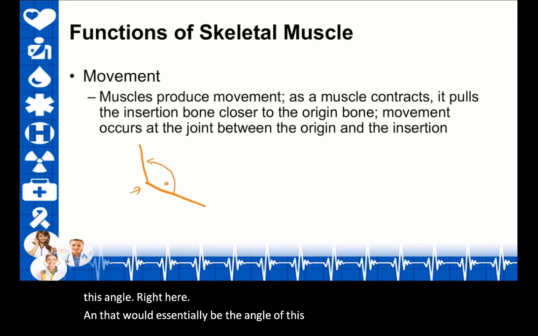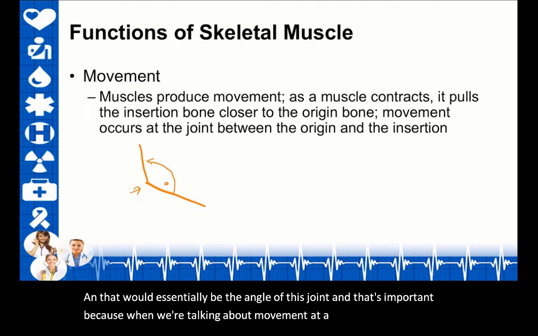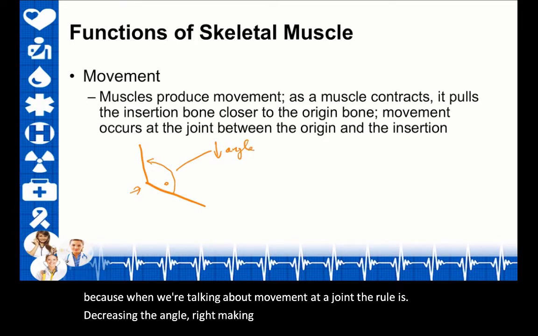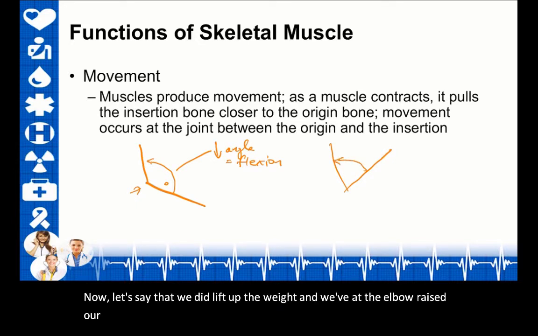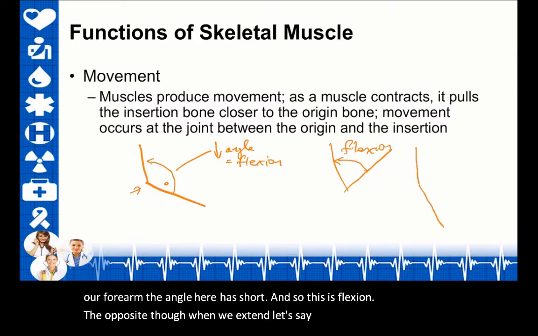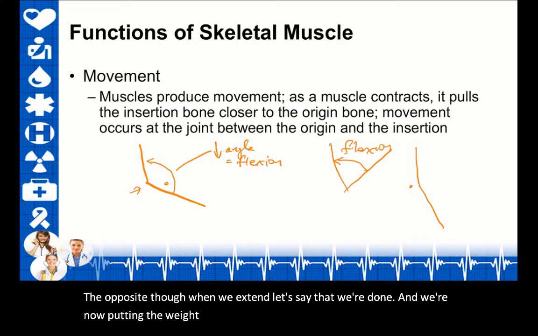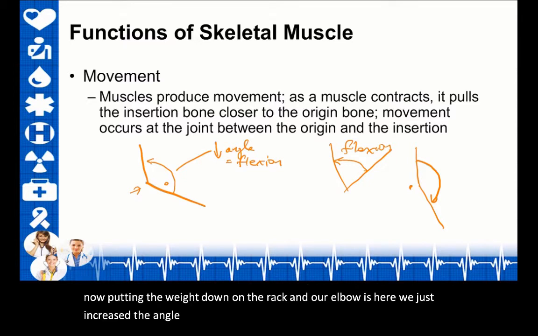And that's important because when we're talking about movement at a joint, the rule is decreasing the angle, right, making the angle smaller, is flexion. Now, let's say that we did lift up the weight and we've, at the elbow, raised our forearm. The angle here has shortened, so this is flexion. The opposite, though, when we extend, let's say that we're done and we're now putting the weight down on the rack and our elbow is here, we just increased the angle of that joint. And so in doing so, the opposite of flexion is extension.